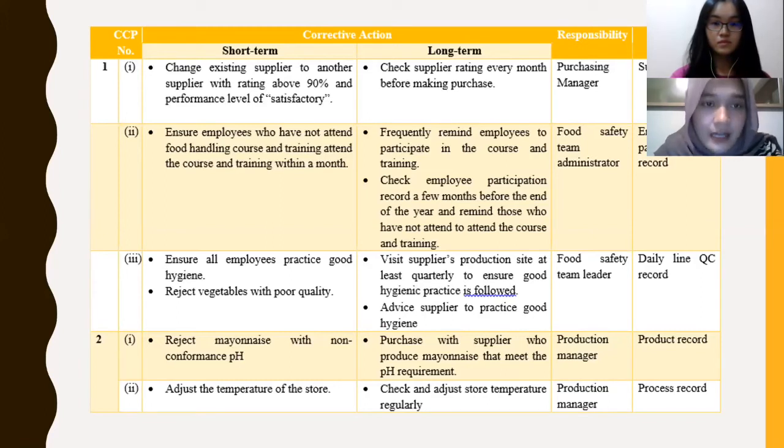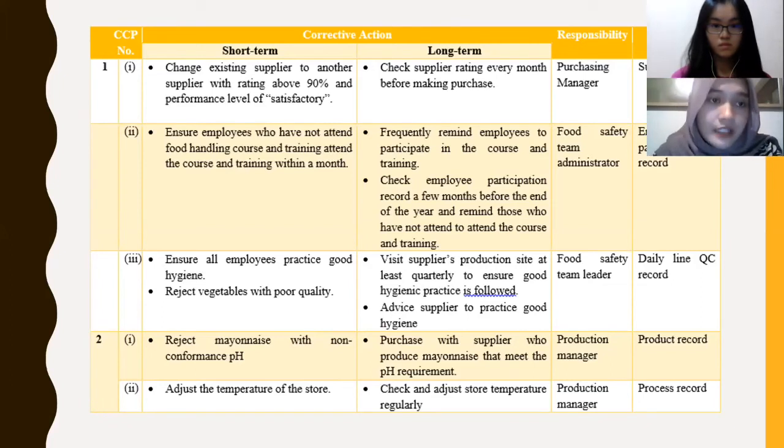Next, for the short term, ensure all employees practice good hygiene and reject vegetables with poor quality. For the long term, visit suppliers' production sites at least quarterly to ensure good hygienic practice is followed, and then advise suppliers to practice good hygiene. The person responsible for these corrective actions is the food safety team leader, and then keep the record under the daily line quality control record.